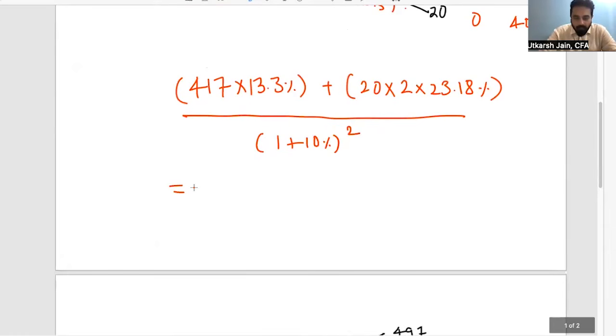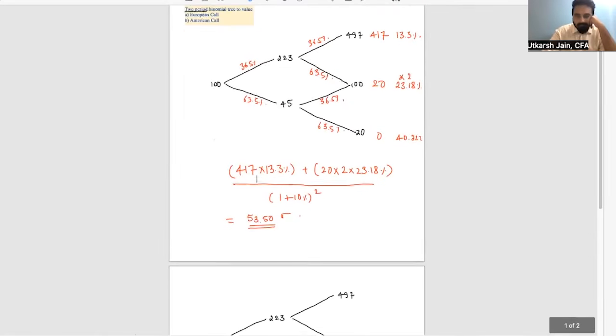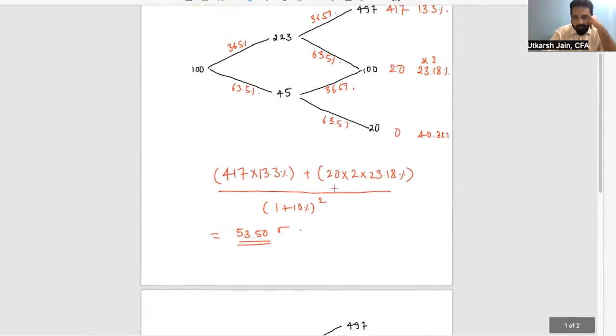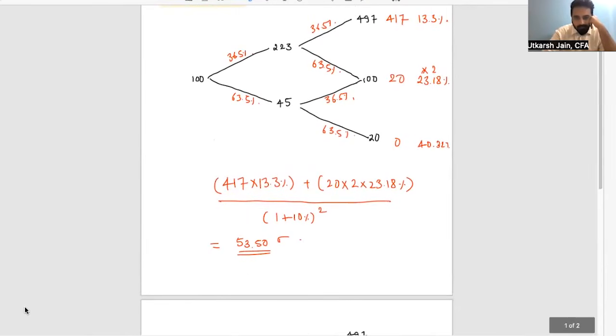417 into 0.133 STO1, 40 into 0.2318 plus RCL1 divided by 1.1 x square equal to. I'm getting 53.49. Is this what you're getting? 53.49, or almost 50. So that's my answer for the European option. This is like a shortcut method where you do direct probabilities and you get your answer.